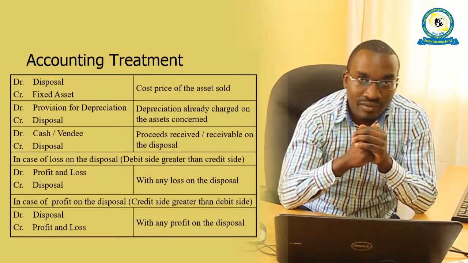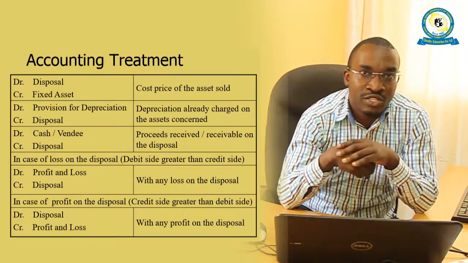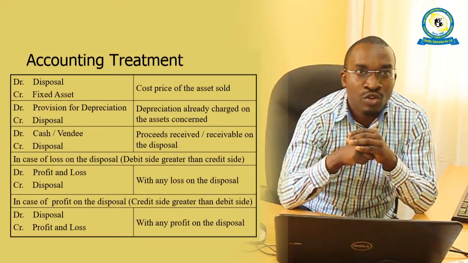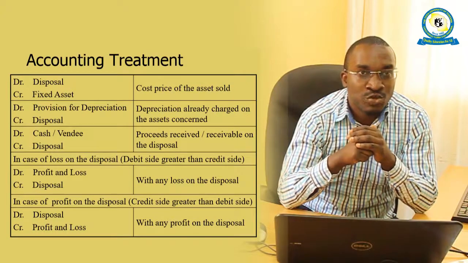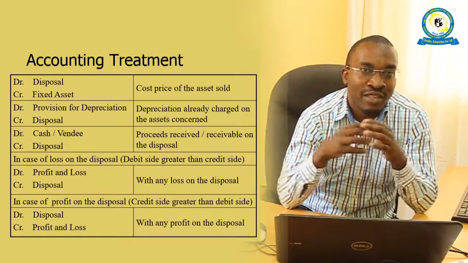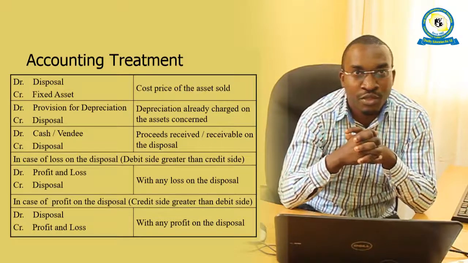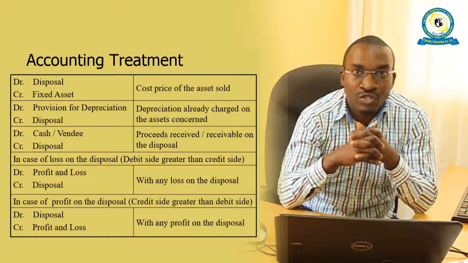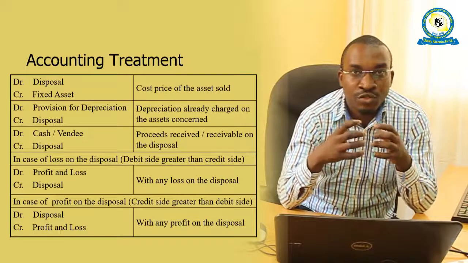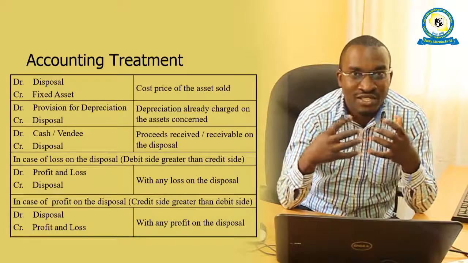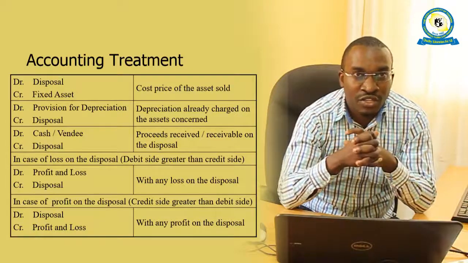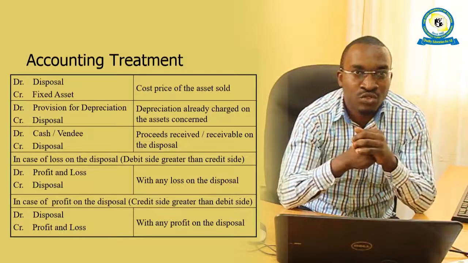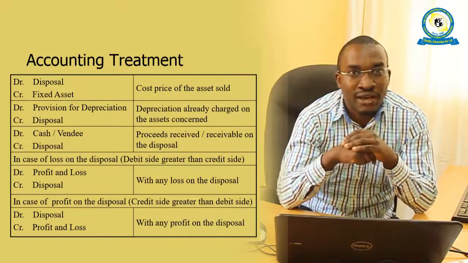And then again, you remember this asset was depreciated for some years. So for depreciation, you're going to debit the disposal account by the amount of the accumulated depreciation from the provision for depreciation account. And also, when you want to sell, you want to receive the proceeds or receivable out of the disposal. You're going to debit cash because you have received an amount of money, and then you're going to credit the disposal account.